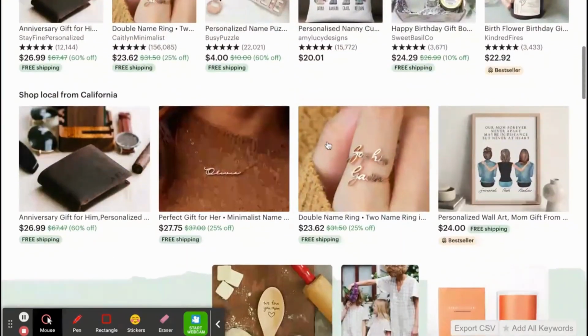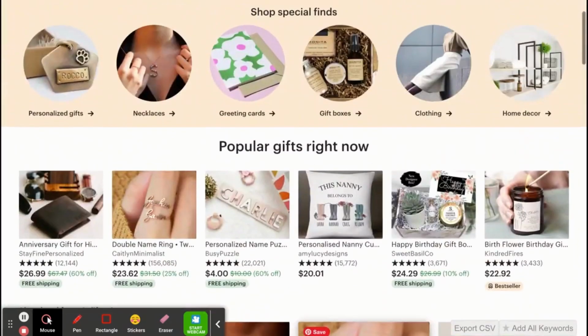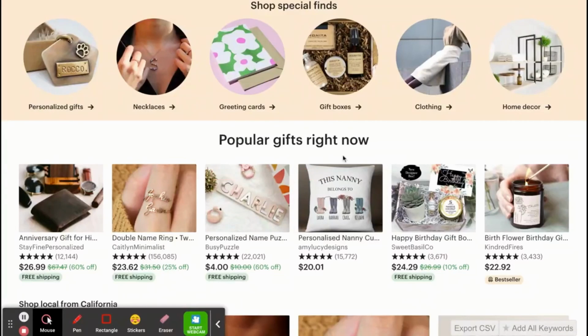And if I also scroll down, it gives me a popular gifts right now section, where this is a list of items that are selling really well on Etsy. Etsy also likes to showcase products that are converting really well to customers so that they can make more money on their platform as well.